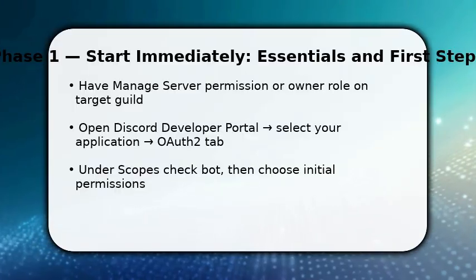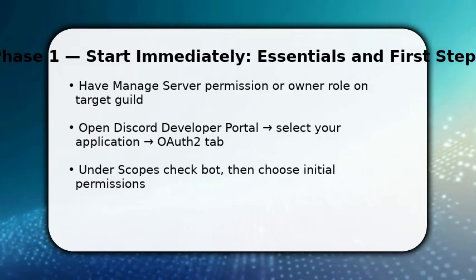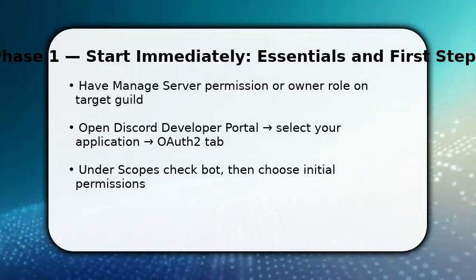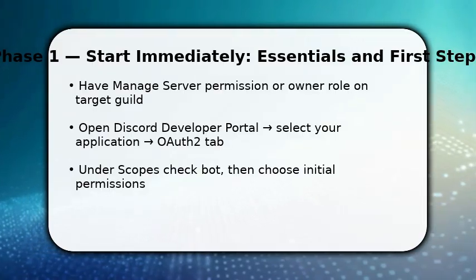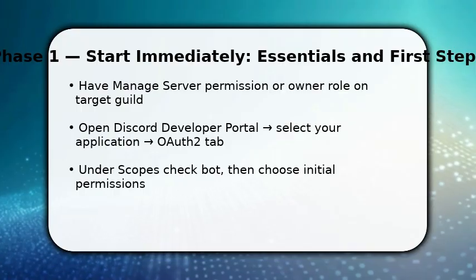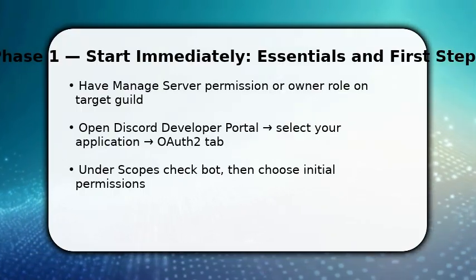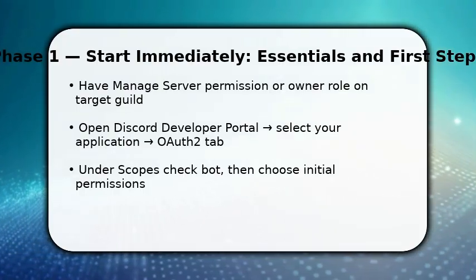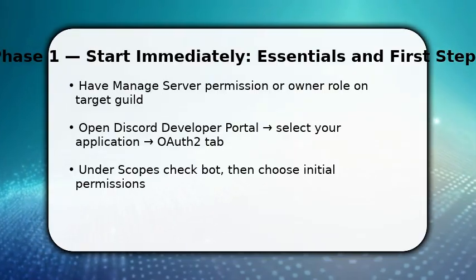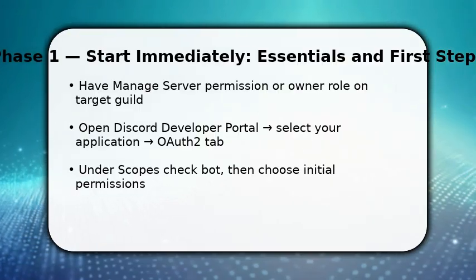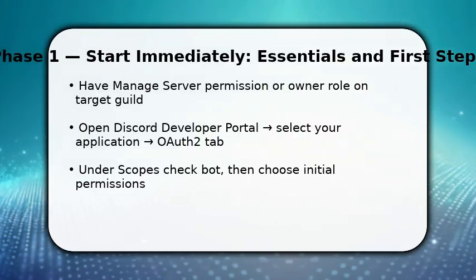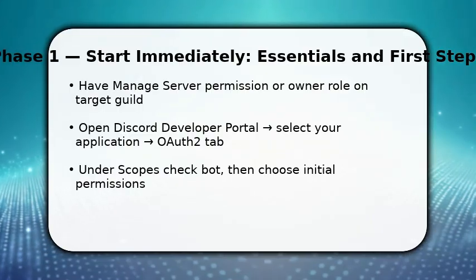You start by confirming you have managed server or owner access. That saves time. Open the Discord developer portal and pick your application, then go to OAuth 2. Once there, select the bot scope immediately so Discord shows permission options. Make sure to choose only necessary permissions to follow least privilege. This reduces risk.